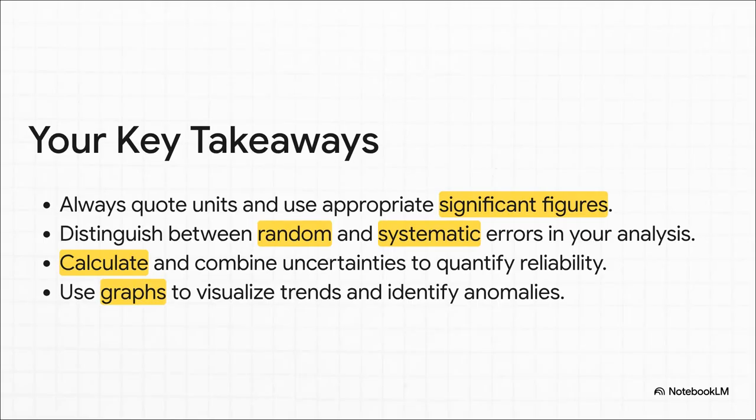So let's boil it all down. What do you absolutely need to remember? 1. Always quote your units and use the right number of significant figures. 2. In your evaluation, make it clear you know the difference between random and systematic errors. 3. Get good at calculating and combining uncertainties. It proves how reliable your result is. And 4. Use graphs as your #1 tool for analysis. Master these 4 things, and you are golden.